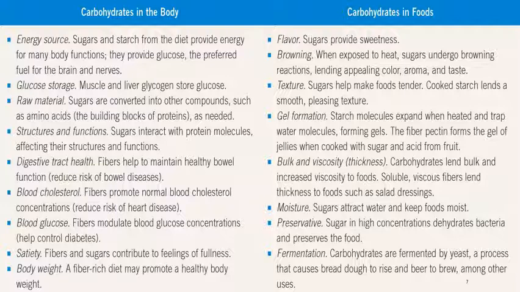Bulk and viscosity, which means thickness. Carbohydrates lend bulk and increase viscosity to foods. Soluble viscous fibers lend thickness to foods such as salad dressings. If there were no carbohydrates in it, it would be very thin. Moisture. Sugars attract water and keep food moist. Think about a small bowl of sugar and then you put water in there. What happens to the water? The sugars absorb it.